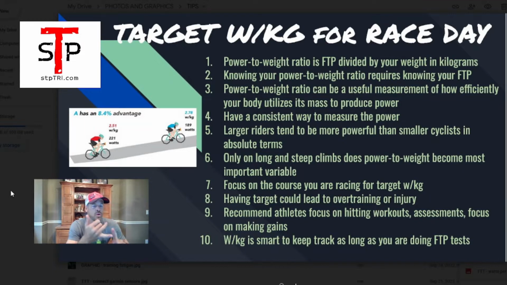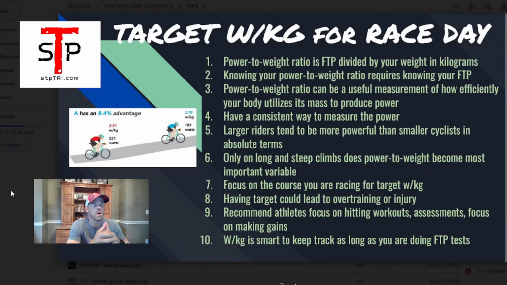As long as you have a cadence and a speed sensor, it will virtually calculate what your power is. But unfortunately, when you're riding outside, if you don't have a power meter, it's really not going to be very helpful or useful. So if power isn't something you're keeping track of on indoor and outdoor rides, your watts per kilogram may not be the most important thing you need to keep track of. So just keep that in mind.